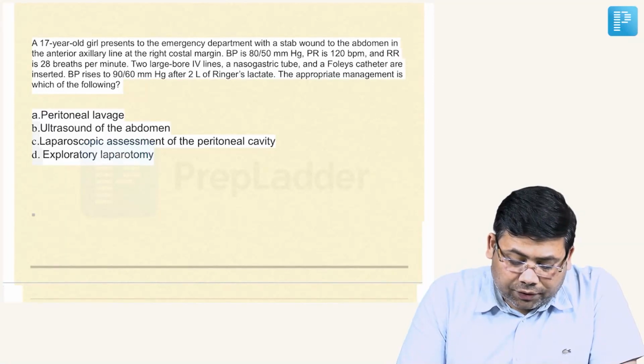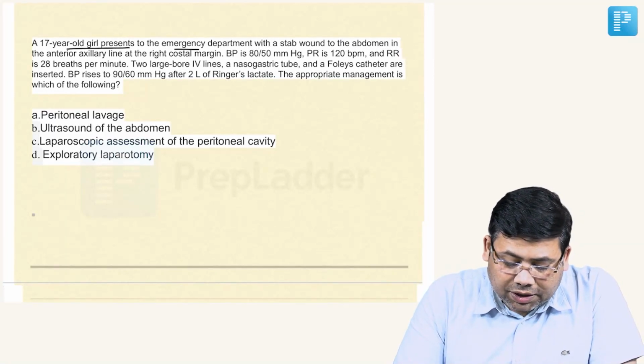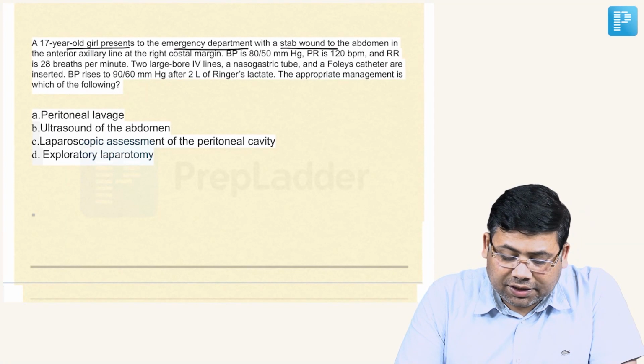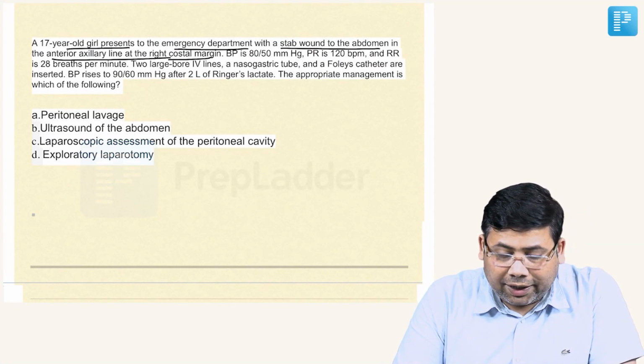Let us go to the next question. A 17-year-old girl presents to the emergency department with a stab wound to the abdomen in the anterior axillary line along the right costal margin.